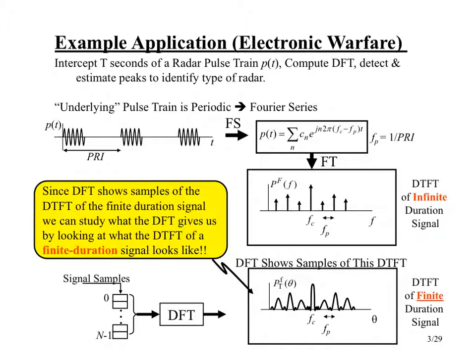And I'm showing that pulse train here. Very simplistic case, just some pulses modulating a sinusoid. The PRI is called the pulse repetition interval. That's the spacing from the start of one pulse to the start of the next pulse. I don't show it here, but just for completeness, the width of the pulse is surprisingly called the pulse width.